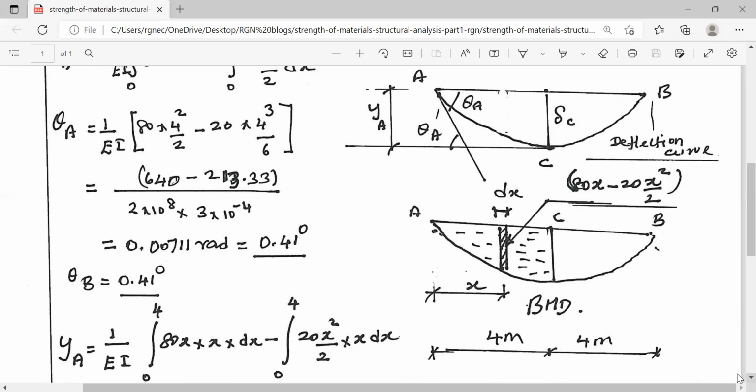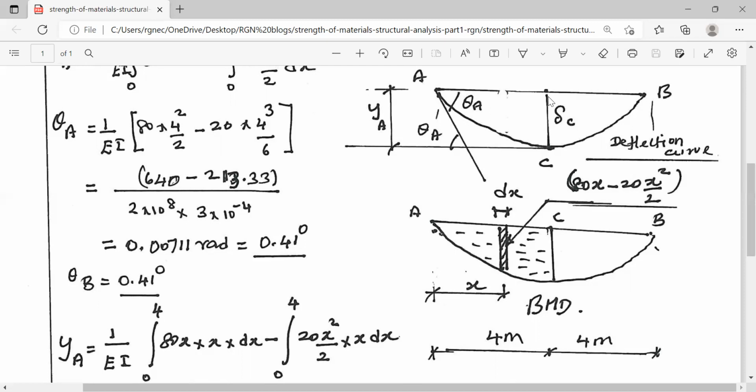This is one part. The other part is calculation of deflection at midspan C. Now, for midspan C, the deflection is given by the vertical intercept between the two tangents, and the vertical intercept should be measured at the point A. You consider point A and point C. Draw tangent at A as well as tangent at C. This is one tangent, this is another tangent. The vertical intercept measured from A, this is the vertical intercept. This happens to be equal to the deflection at the midspan, delta C.